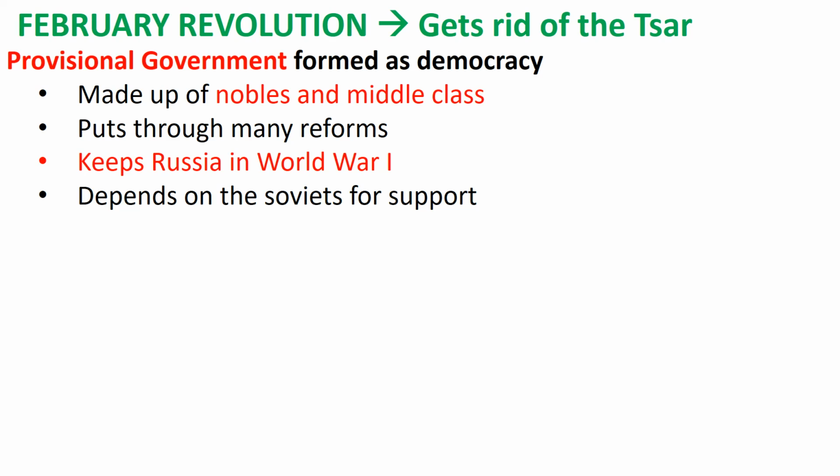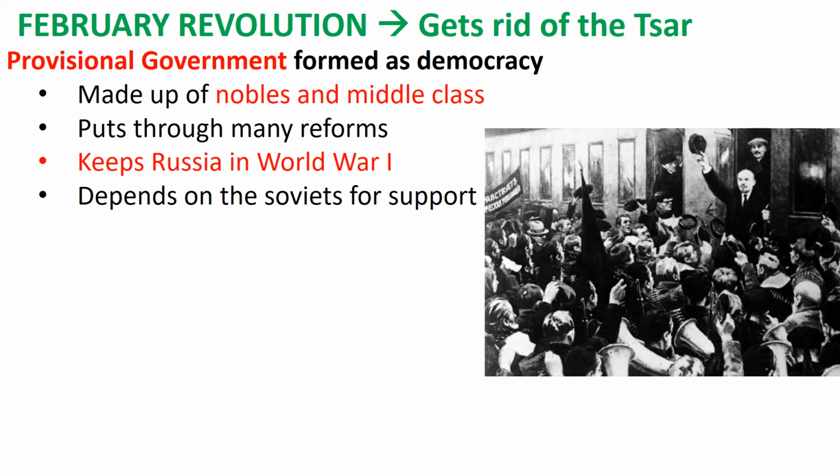One of the problems they have is because they're the nobles and middle class and not very well connected to the people, they come to depend on those Soviets, those worker councils, for support more and more often. And for a while that's okay, but it starts to turn on them. And a lot of that's because Lenin is around. So Lenin had been kicked out by the Tsar back in the early 1900s for agitating. And so he had been moved over to Germany, where Marx was from, and had been living there.